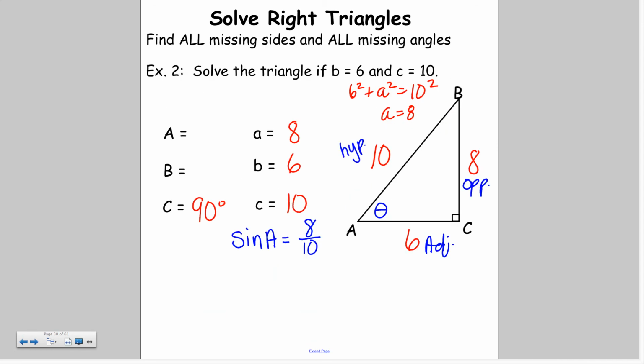So because I'm missing my angle, I'm going to take the inverse. So sine to the negative 1 of 8 over 10. Put that in my calculator, and I get 53.1 degrees. Subtract both of those angles from 180, and I'm left with 36.